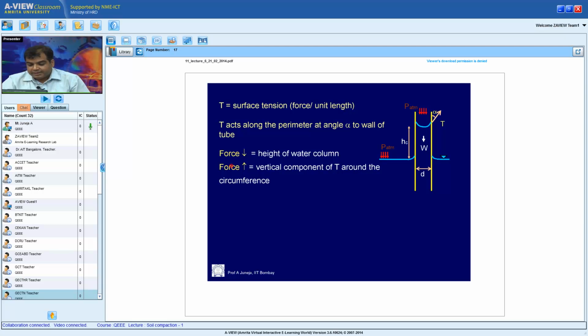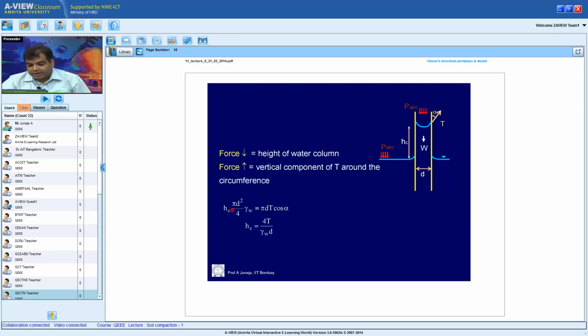So the force which is acting downward is the weight of this column. The force which acts upward is the vertical component of the surface tension. If I want to write this in an equation, I have hc times pi d square by 4.